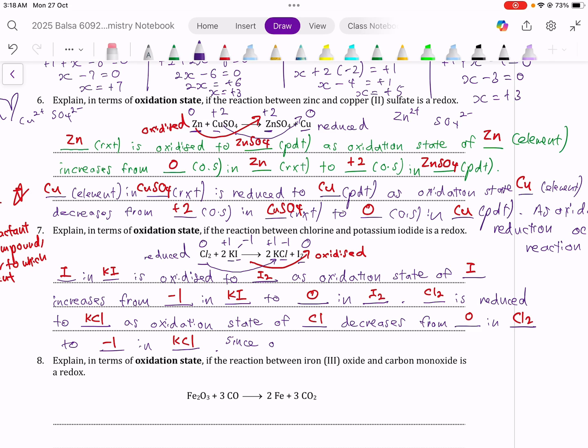Then the conclusion: since oxidation and reduction occur simultaneously, reaction is a redox.